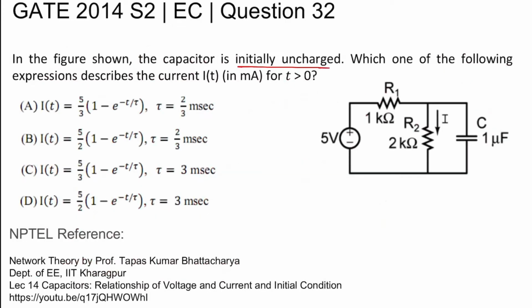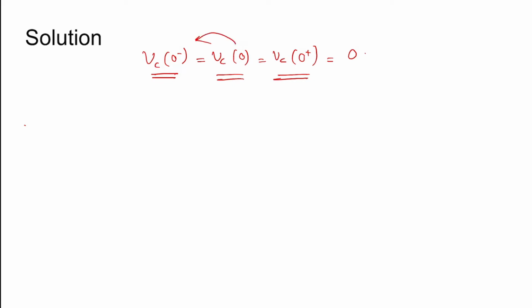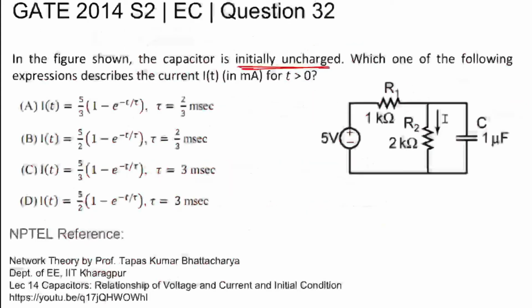Coming to the solution, it is given in the question that the capacitor was initially uncharged. This means that Vc(0 minus) equals Vc(0) equals Vc(0 plus) equals 0, because the capacitor was initially uncharged, and since the capacitor cannot change its voltage instantaneously, it will remain the same at t equal to 0 minus and 0 plus, and it will be 0. Also, the capacitor at steady state behaves like an open circuit.